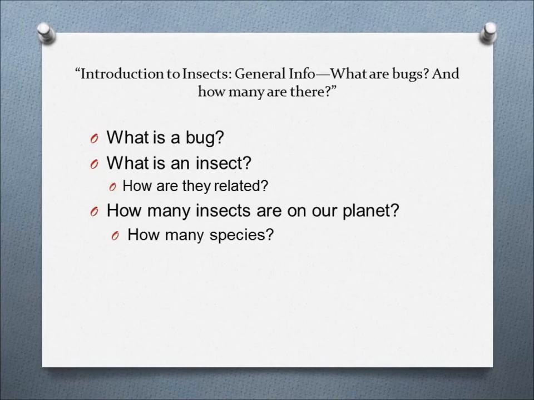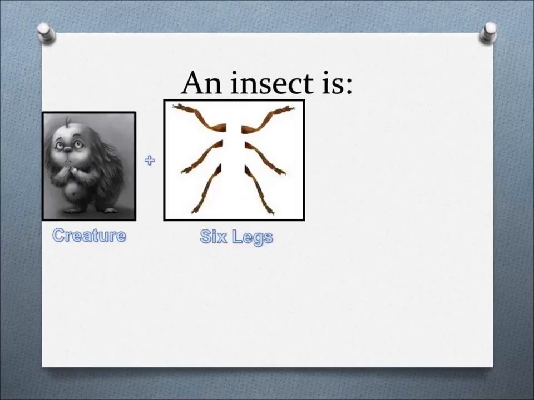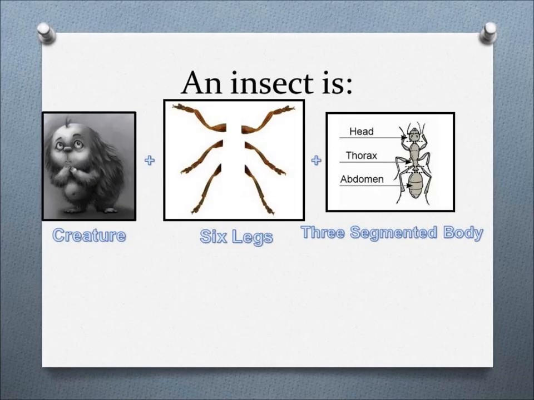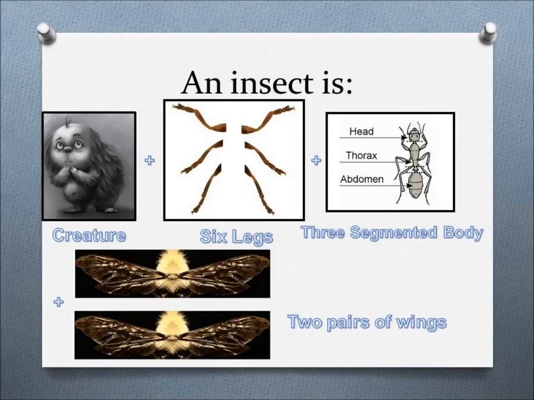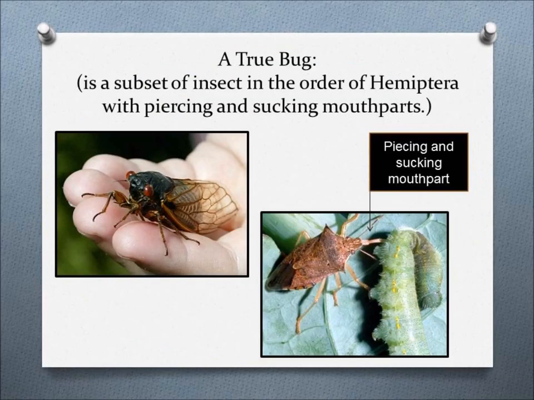So, let us begin. An insect is defined as any creature with a total of 6 legs, a 3-segmented body, and usually 2 sets of wings. Now, most people would say that the word bug is an equivalent of an insect. But actually, scientifically speaking, that is not correct. It's not even close. You see, a bug is an entirely different entity than an insect.